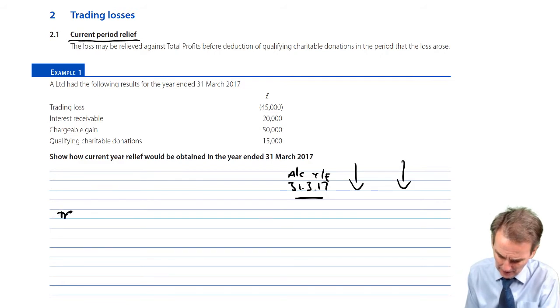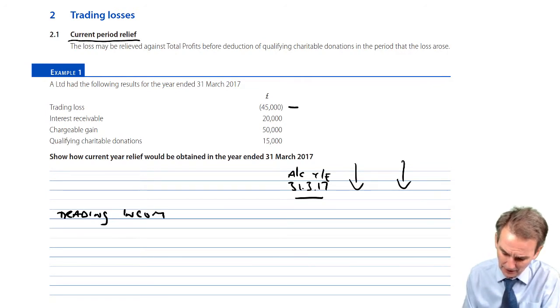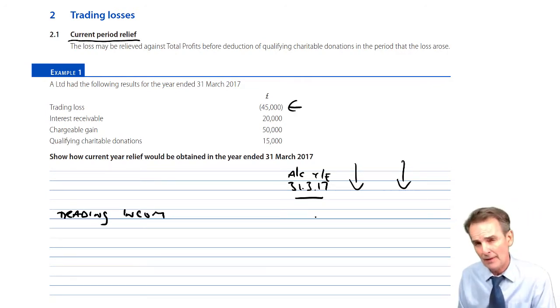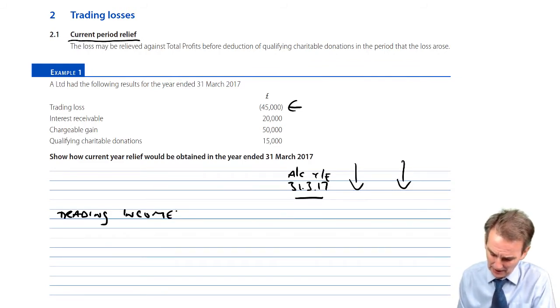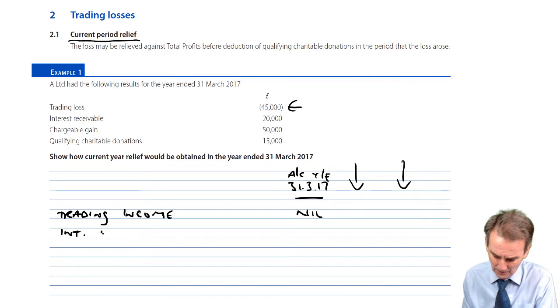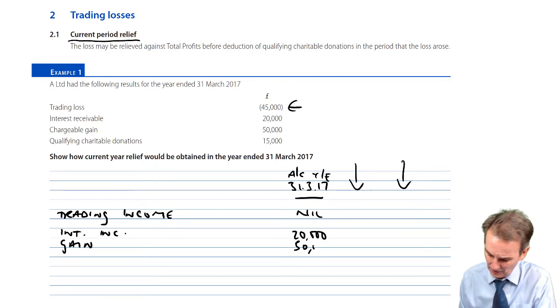So it's very simple. I said about copying down, right? We're told in the question that for this period, there was a trading loss. So do we put 45,000 with brackets round it in here? No, of course we don't. That means that your trading income assessment is nil. We then include our other income. We've got interest income. And of course, we include any chargeable gains. And they are respectively 20,000 and how much is that? 50,000. Added up, we've therefore got total profits of £70,000.